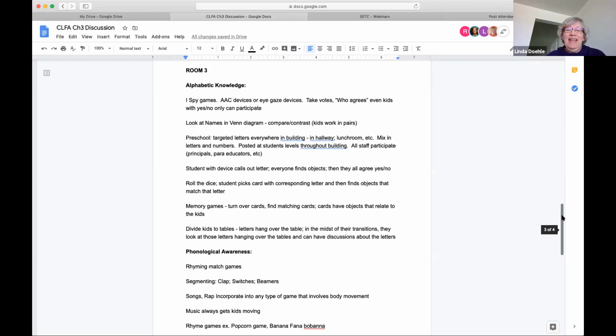Right. So somebody talked about how they just hang letters over tables, and then throughout the day, as students get sent to the different colored tables, they have letters hanging over those tables that they can already engage with. So I thought that was a nice idea too. And then we talked about how music and movement are always helpful no matter what. If you can put words to music and teach them, for the phonological awareness, and get them moving. So yeah, I thought there were some great ideas.